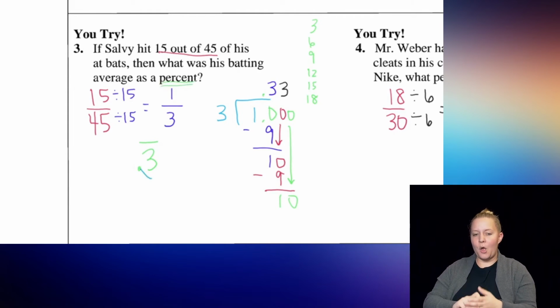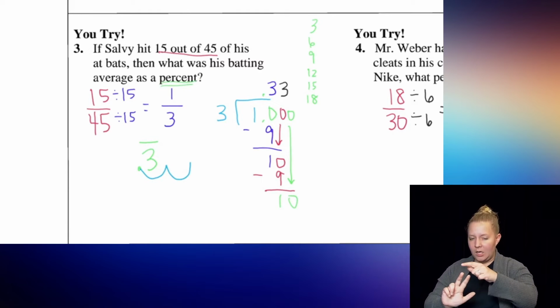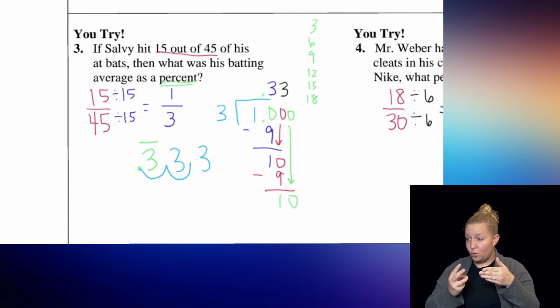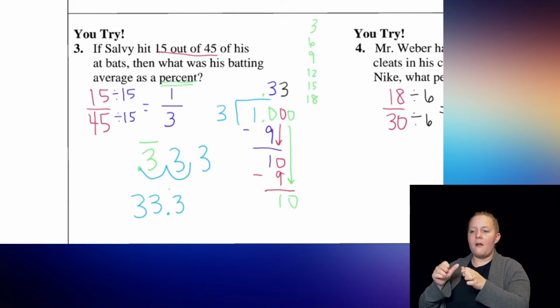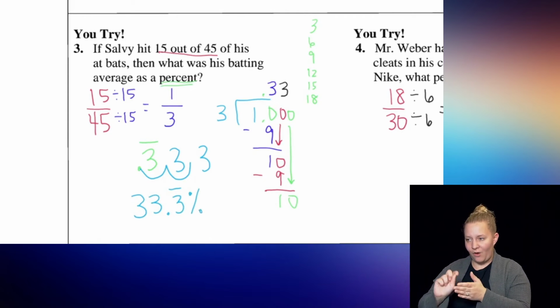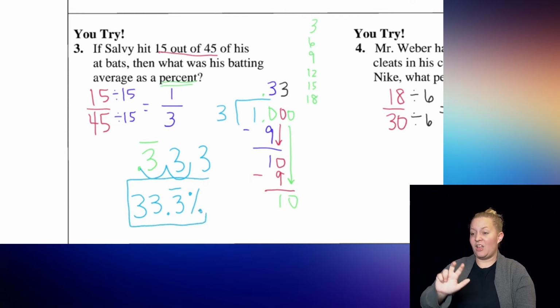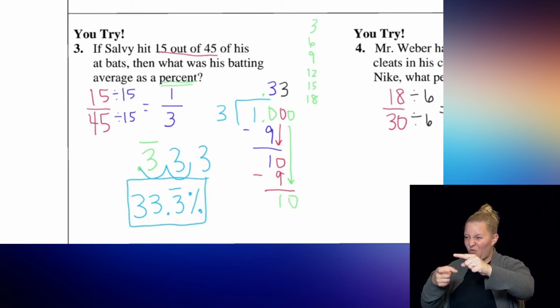So I'm going to move my decimal 2 places to the right, which remember, if this is repeating, this 3 goes on and on and on forever. So therefore your final answer is 33.3 with a bar notation percent, and do make sure that you remember that percentage sign.